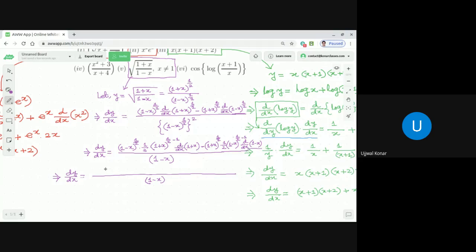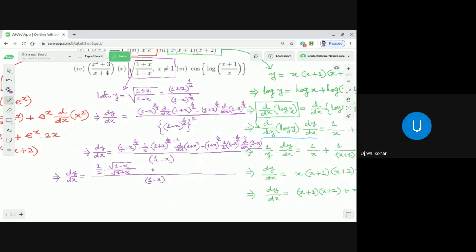1 minus x power 1 by 2 by 1 plus x power minus 1 by 2. 1 plus x power 1 by 2 minus 1 is 1 plus x power 1 minus 1 by 2. Correct? Yes. That implies what? 1 minus x power 1 by 2, actually 1 by 2 we can take as a square root of 1 minus x. Correct or not, dear students? Yeah. Square root of 1 minus x divided by square root of 1 plus x. Correct or not? All of you agree?